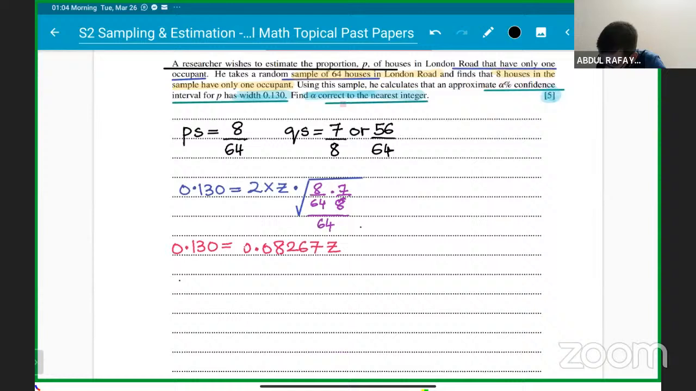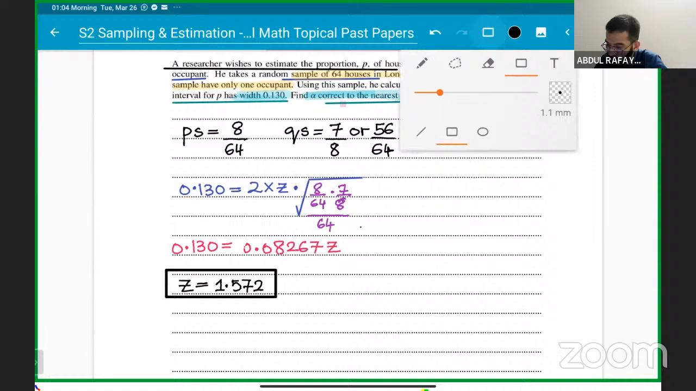So let's work out the z value by dividing, students. The z value is going to come out as 0.130 divided by that whole answer. So I'm getting the z value as 1.572. Yes, 1.572 is the z value coming, students. So this is almost 2 or 3 marks, because this is still not the percentage of the confidence interval.